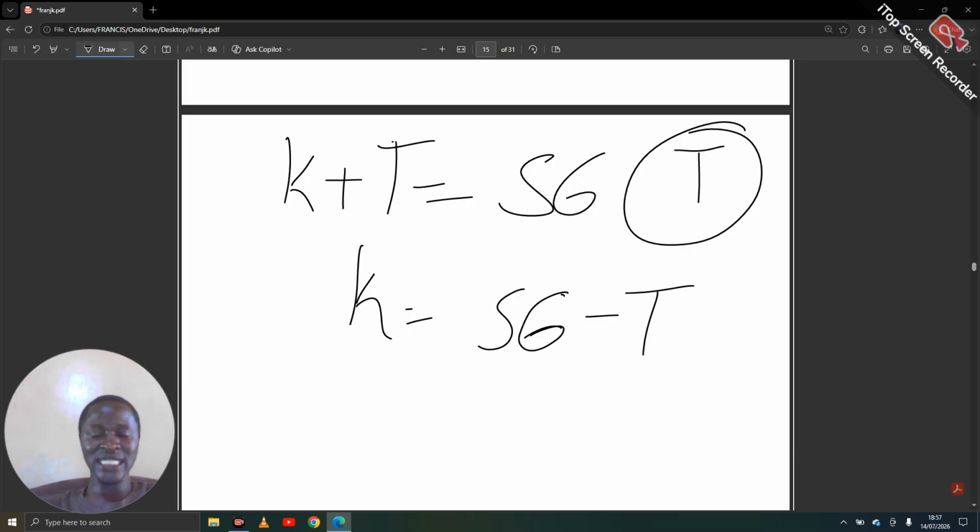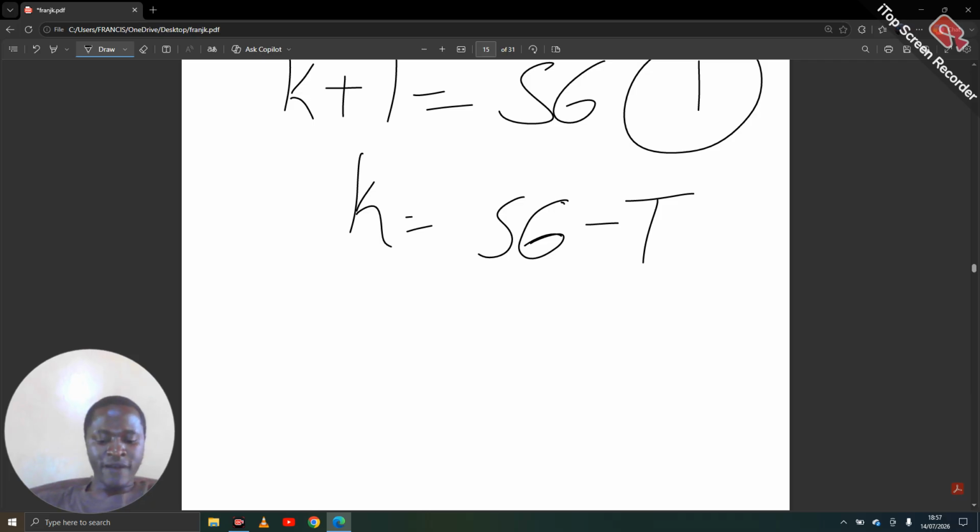56 minus t. Now, give an expression. Remember, an expression is totally different from an equation. An equation has an equal sign. An expression doesn't have an equal sign. So make sure you are familiar with those terms, that is expression and equation.